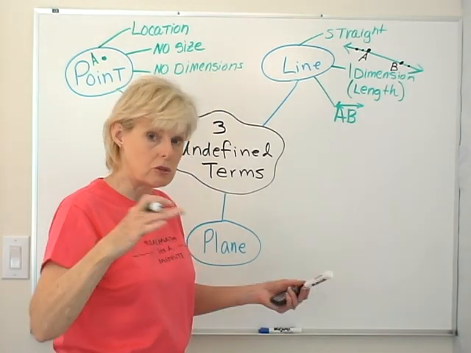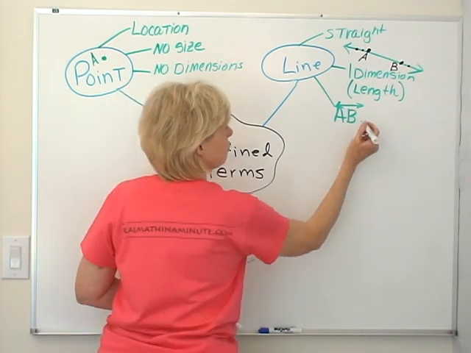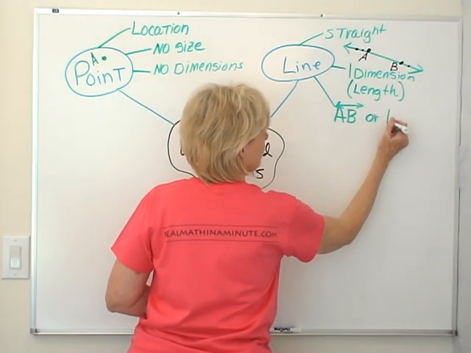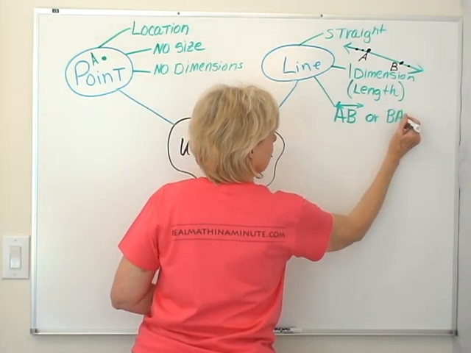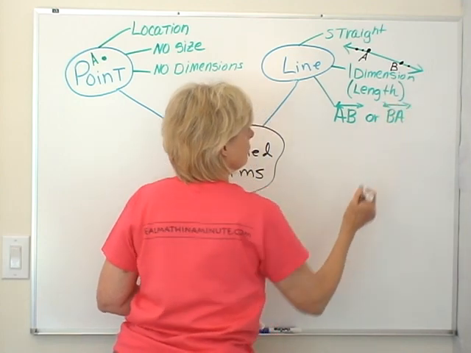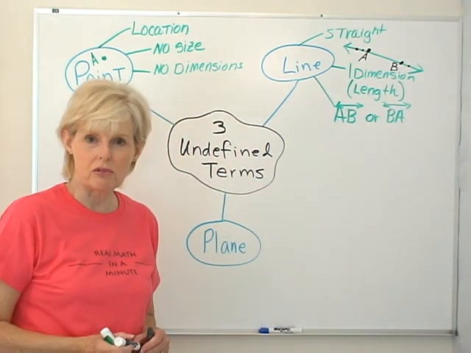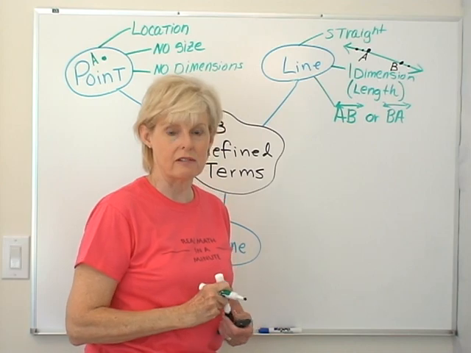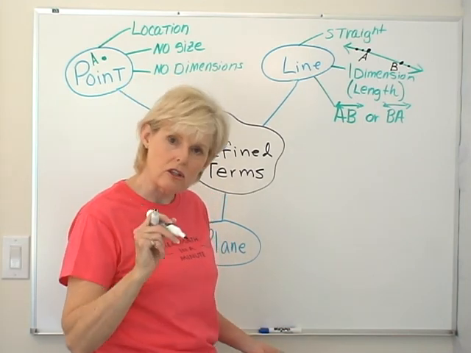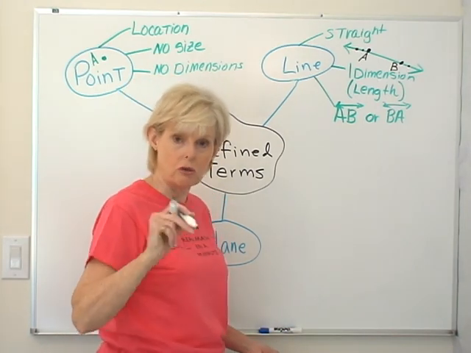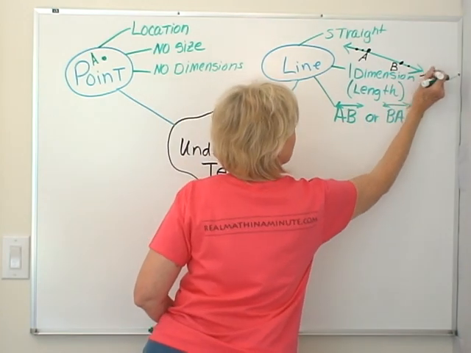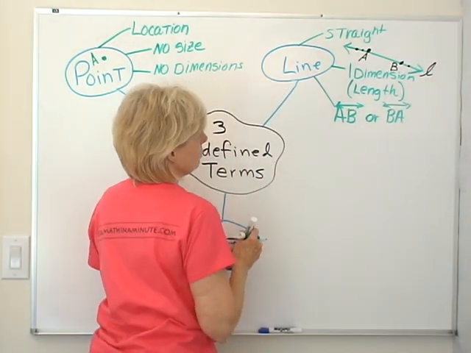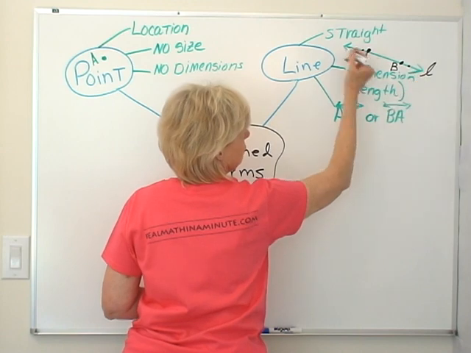It doesn't matter which order you put that in. So you could also say that it is line BA. It would mean the same thing. And sometimes you'll see a line named like this, like L for line, and it'll be a cursive, lowercase L. So that might be that, and so you could also name that very same line.